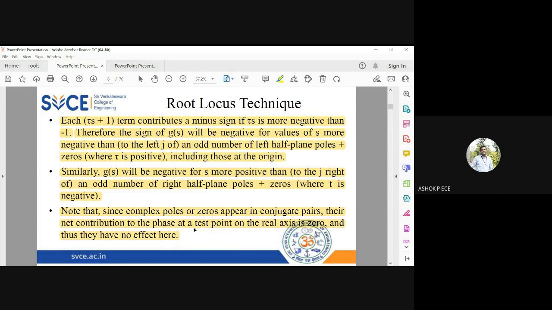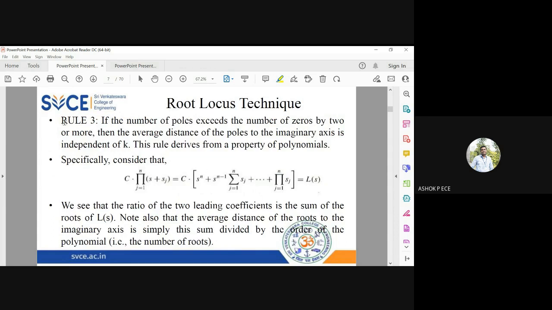So we don't bother about the complex poles or zeros, which occur in conjugate pairs, because they are not going to have any effect here, as they do not lie on the real axis. They lie in between the real axis and the imaginary axis. So this is rule number 2.